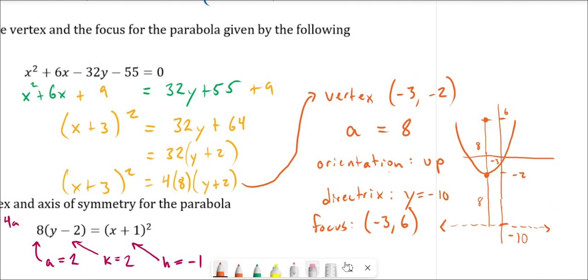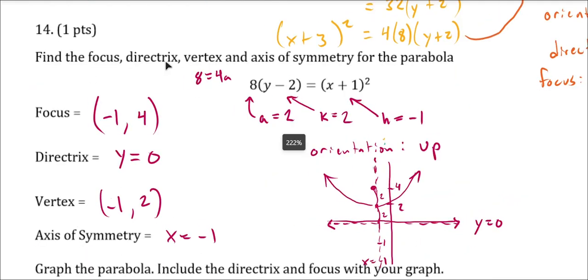So our strategy here is going to be to convert something into standard form where we can read off what the value of the vertex is, distinguish what kind of orientation the parabola has, and then use that information to take a step by a away from the vertex to find the focus and the directrix. For 14, they want us to find the focus, directrix, and axis of symmetry for the parabola, and they want us to graph it.